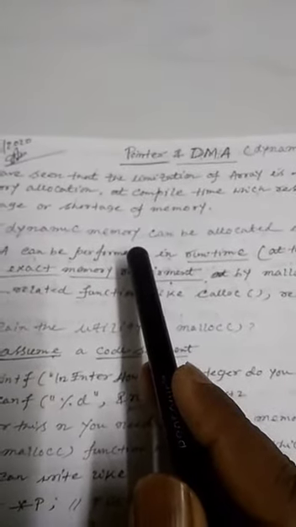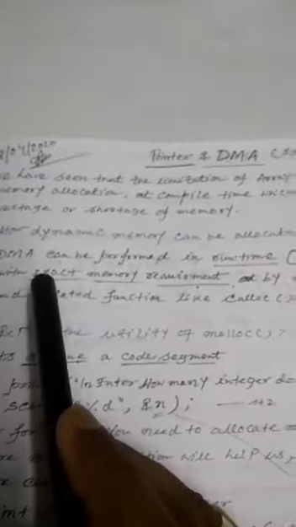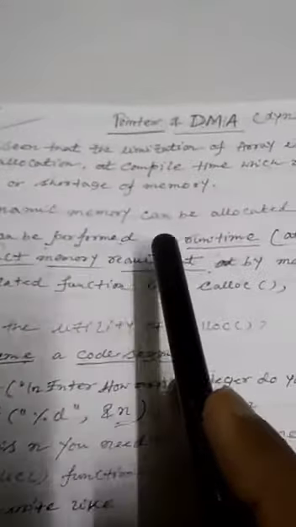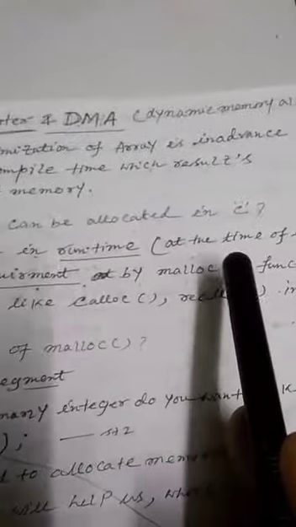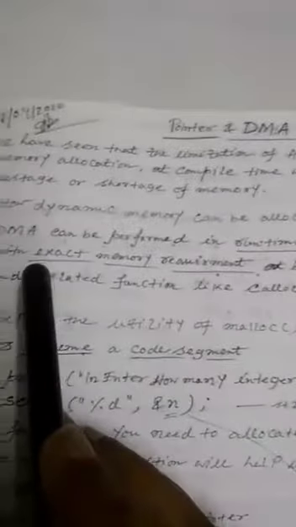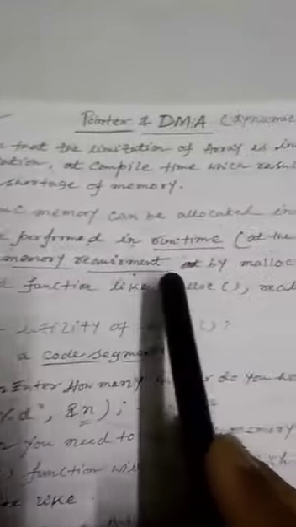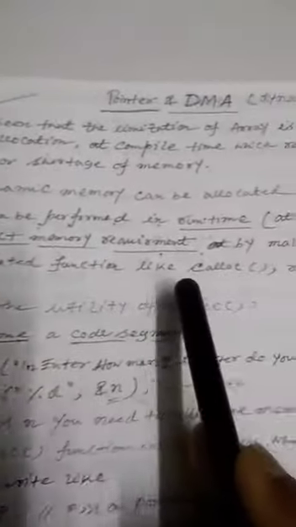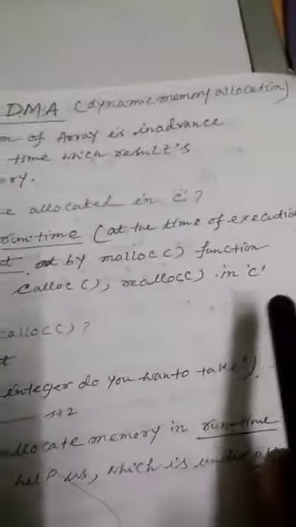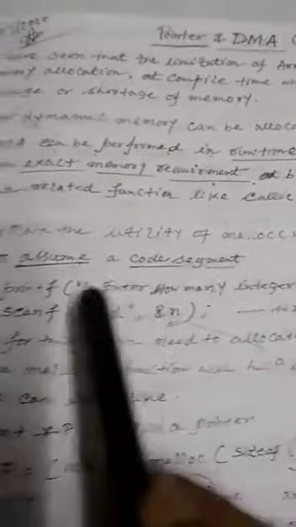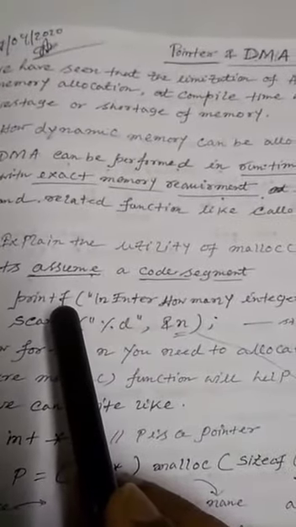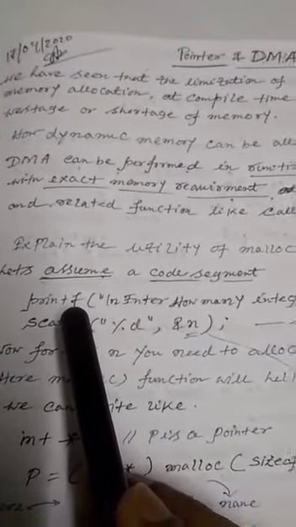Let's see in C language what the ways are by which dynamic memory can be allocated. DMA can be performed at runtime, at the time of execution, with the exact memory requirement, by the malloc function and related functions like calloc and realloc in C. So, explain the utility of malloc. The utility of malloc lies in the utility of DMA.